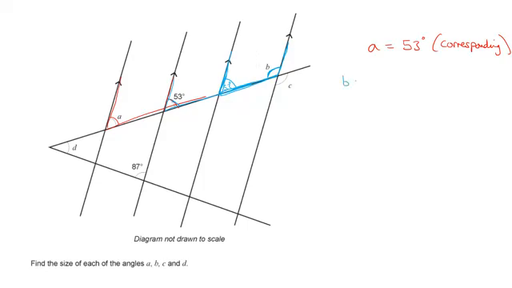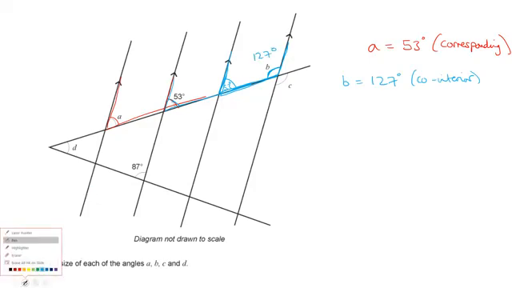So B would equal, and co-interior angles are not equal to each other, they add up to 180. So B will equal 180 minus the 53 that we already know there. That is 53 because it's corresponding with this one. And then B is 180 minus 53, which is 127. That's because it's a co-interior angle. Sometimes it's called an allied angle. So B is 127.